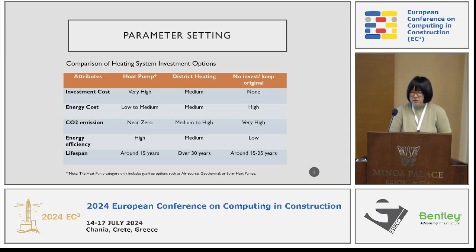Then there's district heating, which has a moderate initial cost and medium running cost, with emissions varying based on the energy source. And we assume that the source is not gas-free. The no-investment option means residents make no change to their heating system, so it has no initial cost, but it's the least efficient and most environmentally damaging due to high emissions and energy consumption.